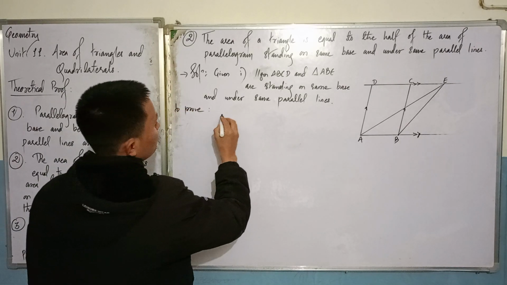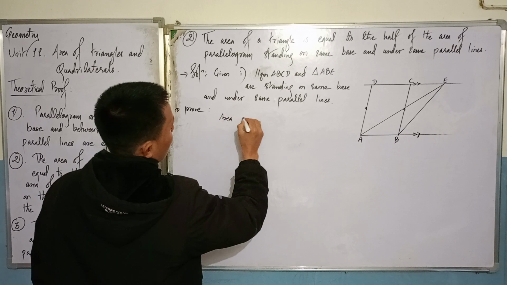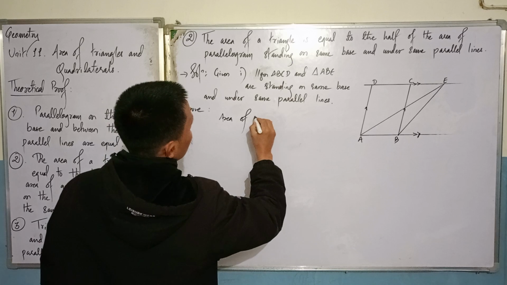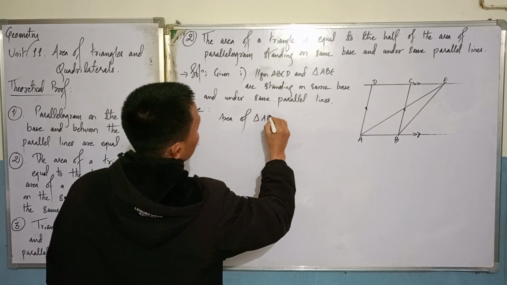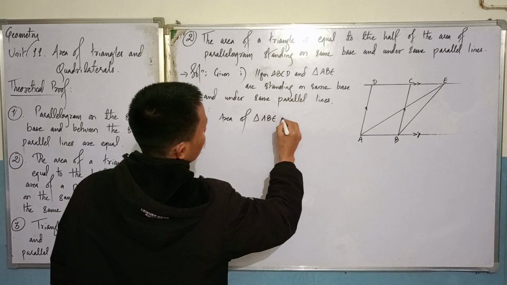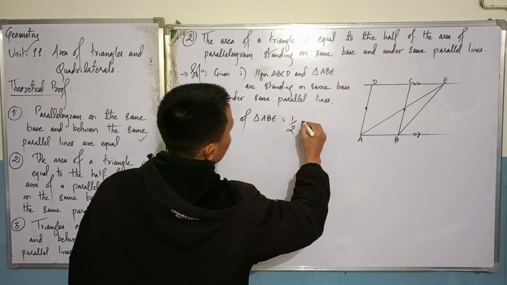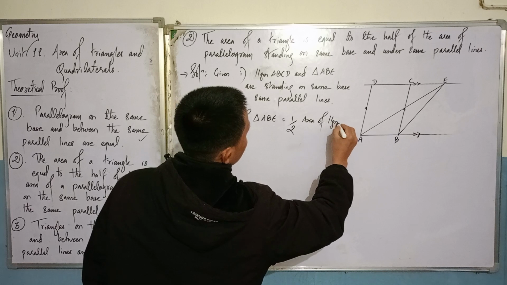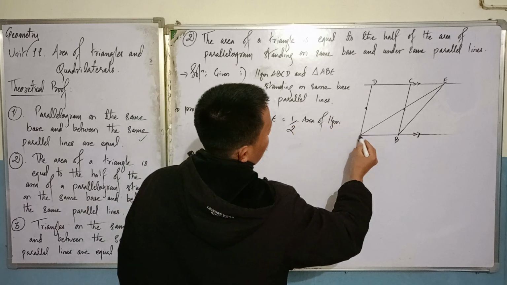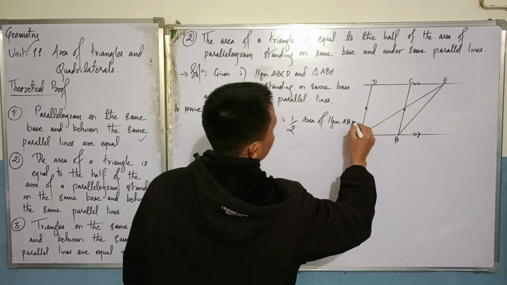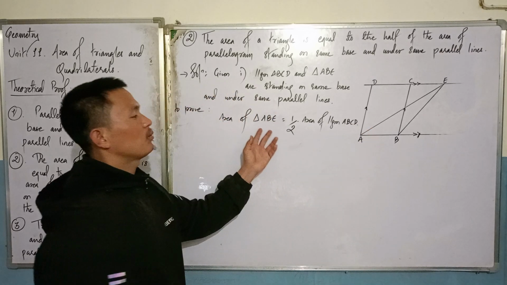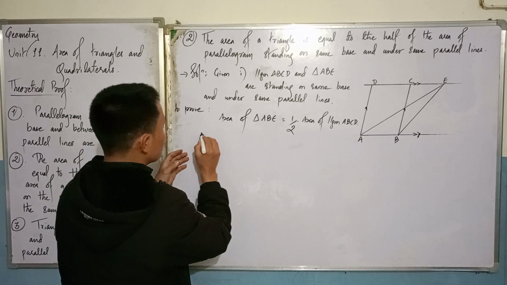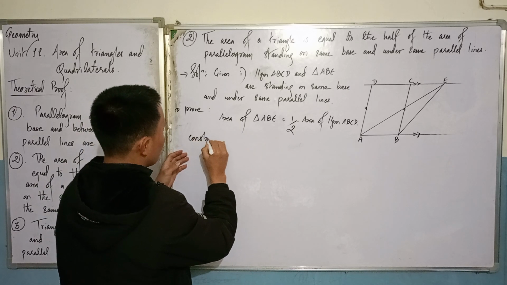You have to prove that the area of triangle ABE must be equal to 1/2 the area of parallelogram ABCD. So this you have to prove, and for that, I'm just going to make some constructions.